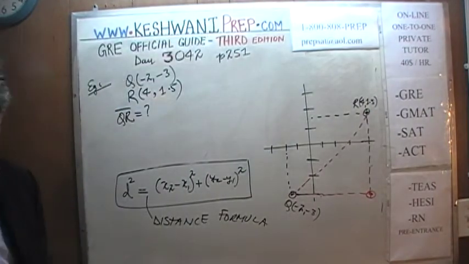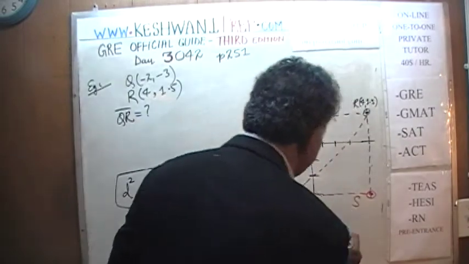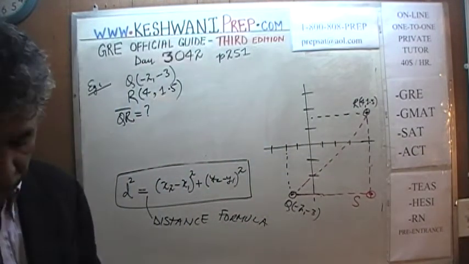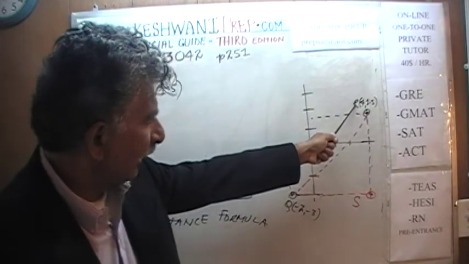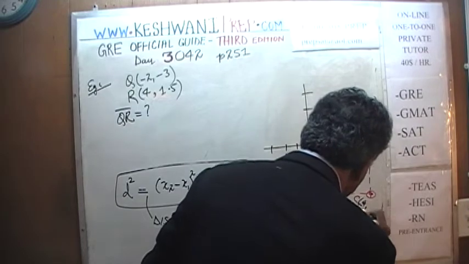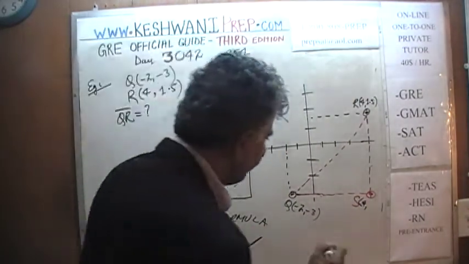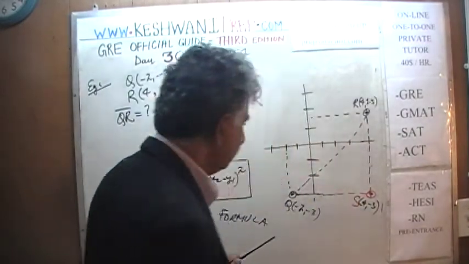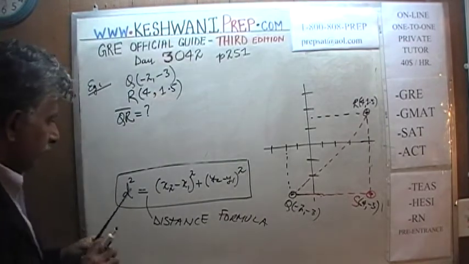We have Q, R, let's call this point S. And what are the coordinates of point S? The x coordinate of point S is going to be the same as the x coordinate of R, which is 4. And the y coordinate of point S is going to be the same as the y coordinate of Q, which is negative 3. Now we can figure out the distance from Q to S.